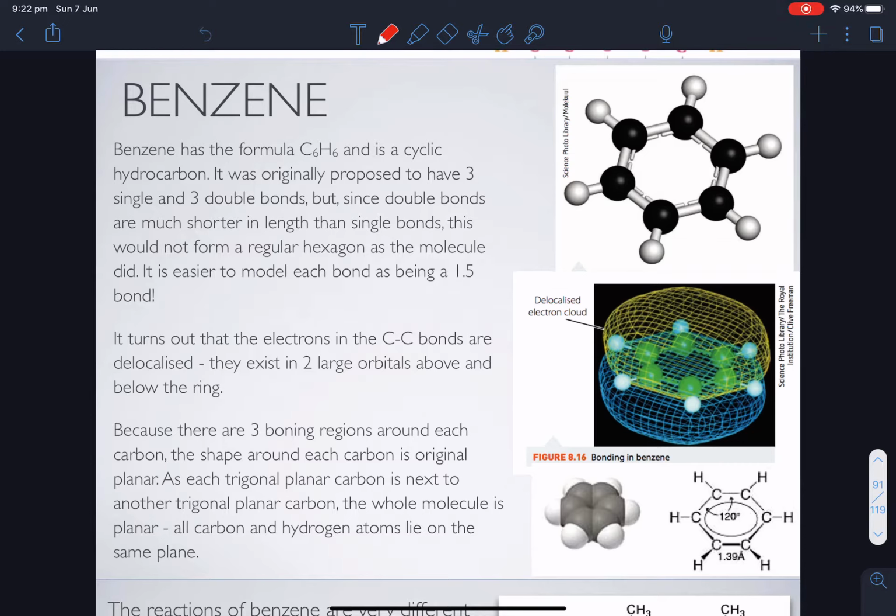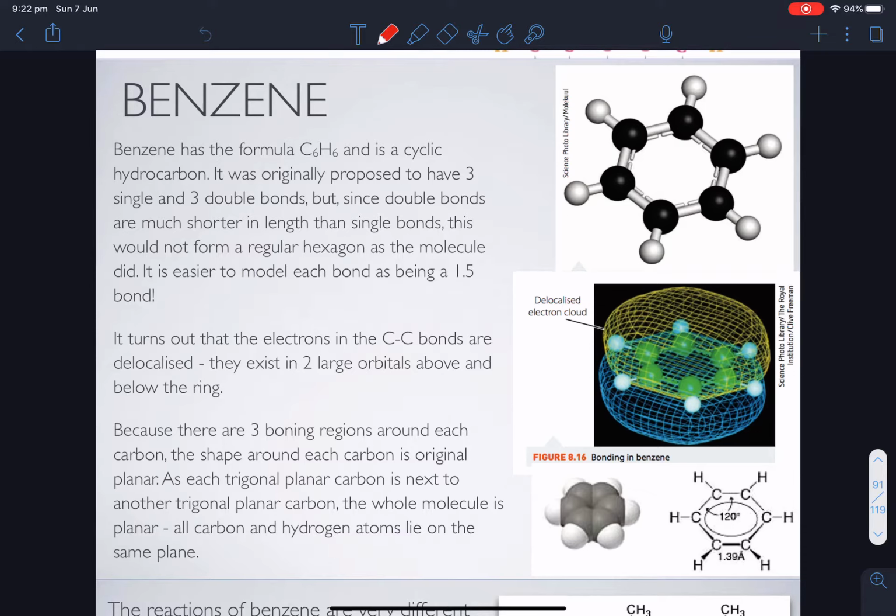Next in our hydrocarbon series, I'm just going to cover benzene and aromatic compounds. Just a short little one, not many examples. It's only tying in with one syllabus point.